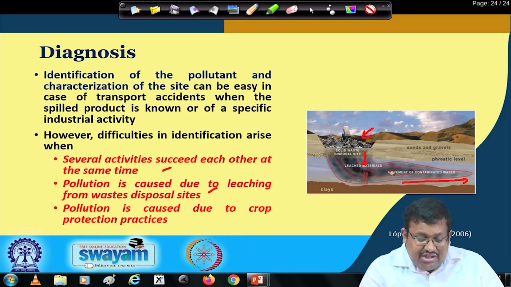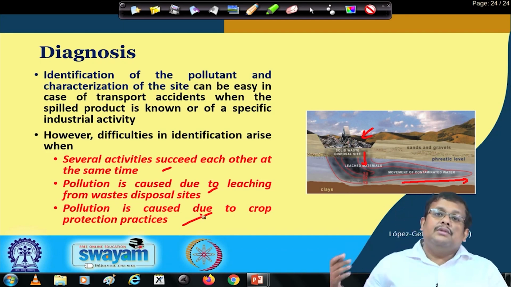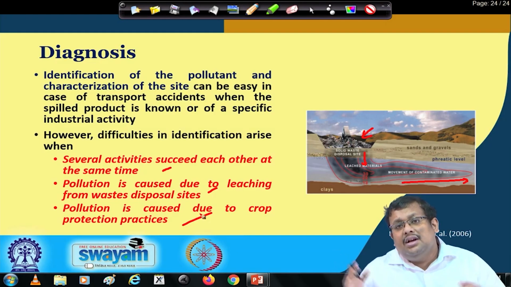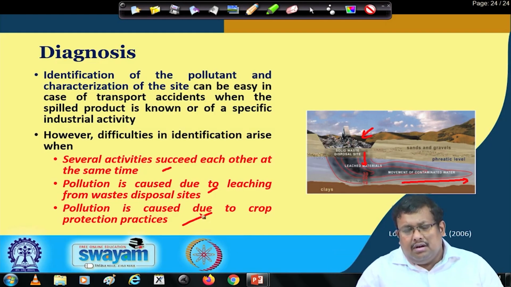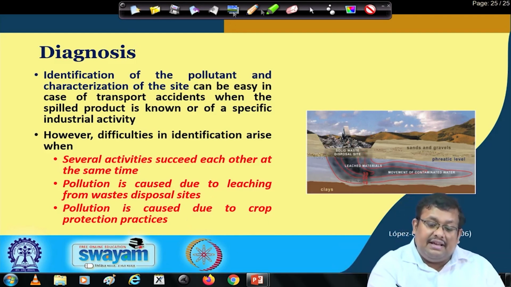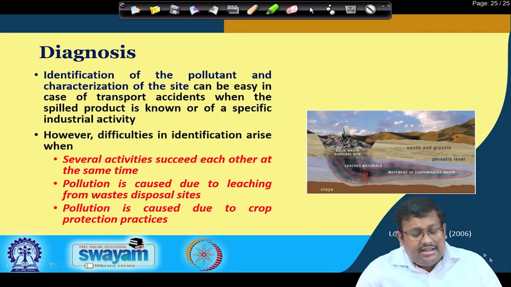Waste disposal site leaching, pollution caused due to crop protection practices like organic pesticidal chemicals, and when multiple processes or multiple activities are occurring at the same time. So, this is the diagnosis.